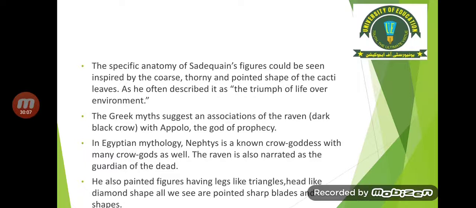He also painted figures having legs like triangles, head like diamond shape. All we see are pointed sharp blades and shapes. हमें सादकैन की फिगर्स में नज़र आते हैं पॉइंटेड ब्लेड्स, लिम्स बने हुए हैं with the help of sharp edgy lines. We hardly found any curvilinear line in his figures. So all these lines and pointed shapes, pointed crescents, all these shapes and lines have a very important symbolic connotation, and they represent the harshness of life, the hard work of life.